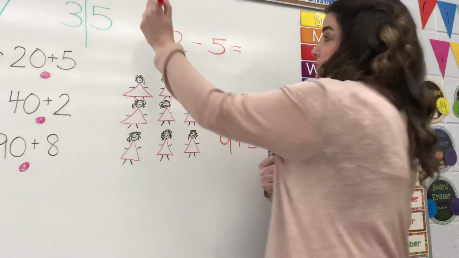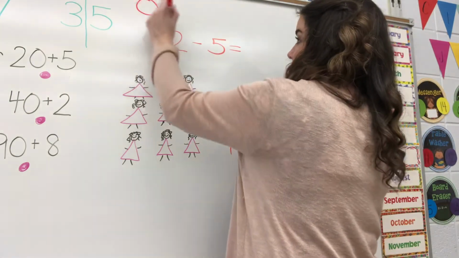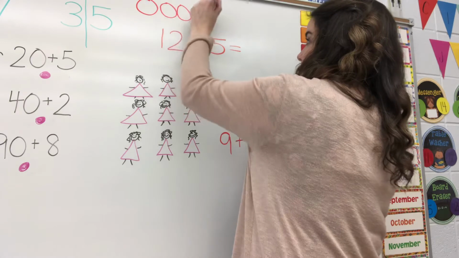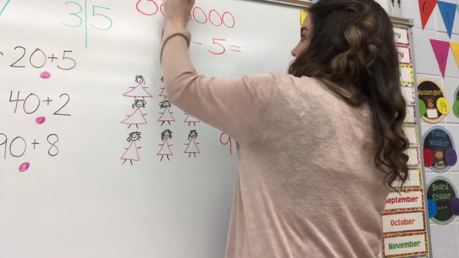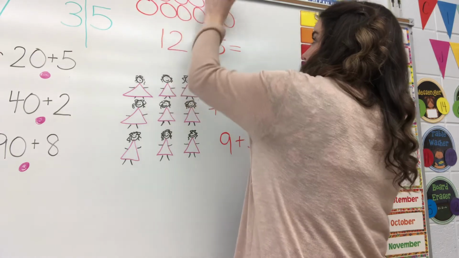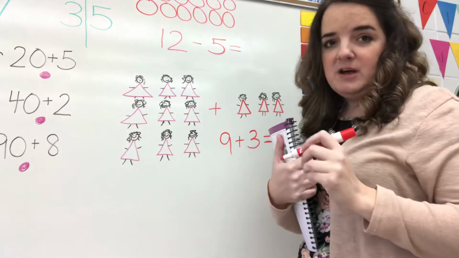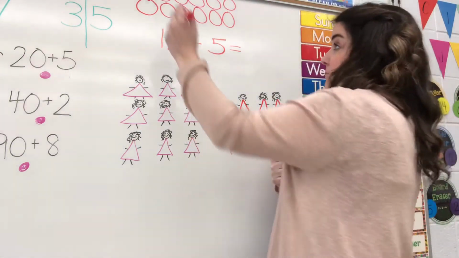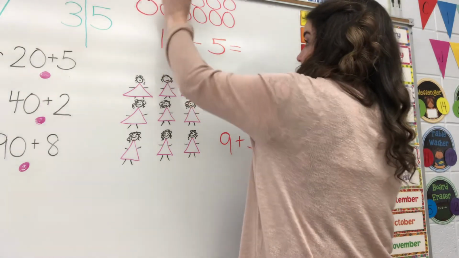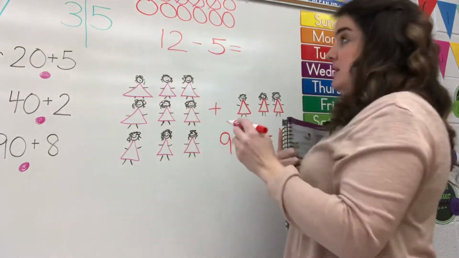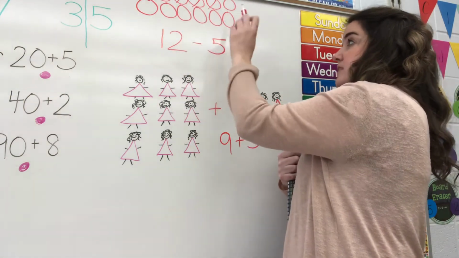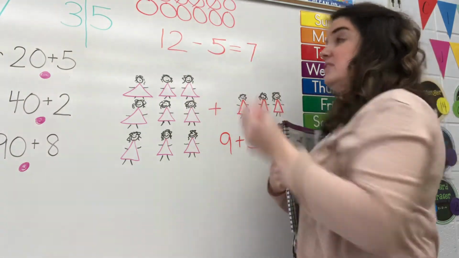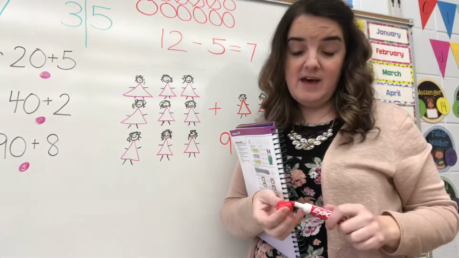equals, well, we could draw, let's see, 1, 2, 3, 4, 5, 6, 7, 8, 9, 10, 11, 12. So there's our 12 donuts, and Alex ate 5. So I'm going to cross out 5. 1, 2, 3, 4, 5. How many are left? Ready? 1, 2, 3, 4, 5, 6, 7. So there are 7 donuts left.